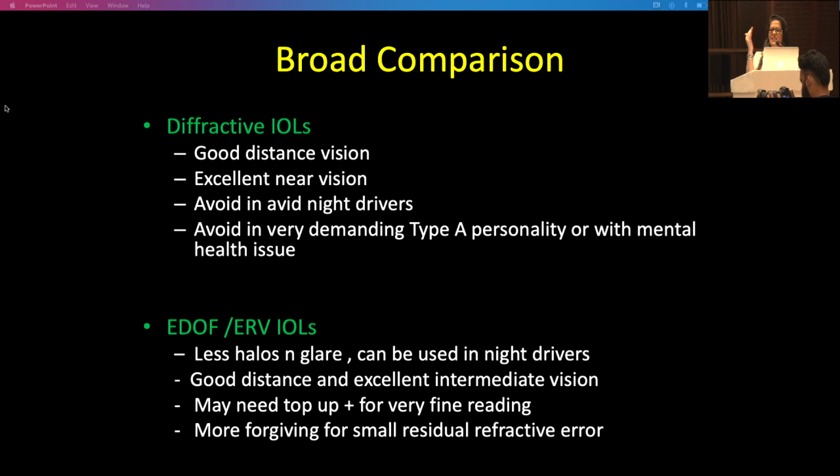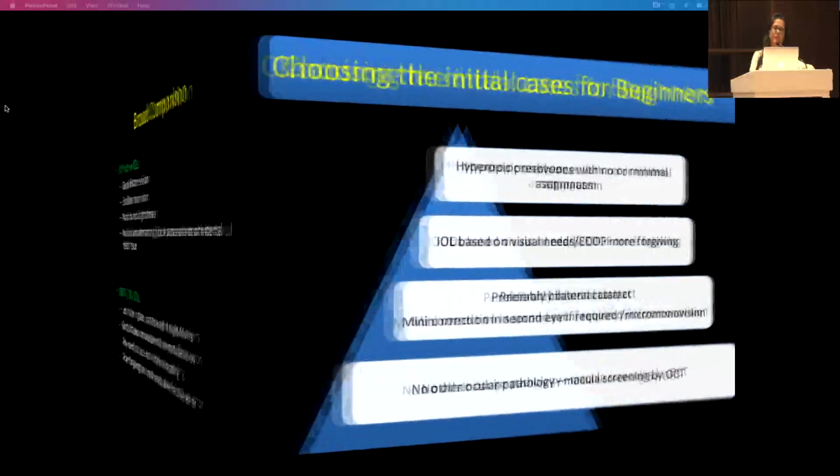So it gives excellent distance vision. Intermediate is very good, but for very fine reading, you may need top-up glasses. You can also do a micro monovision because that's what we do in our EDOFs. So one, we aim as close to zero as possible, emmetropia. Another, you can keep the eye slightly myopic on your biometry, like minus 0.25 or 0.3. So that is a broad comparison in choosing the type of presbyopic lenses.